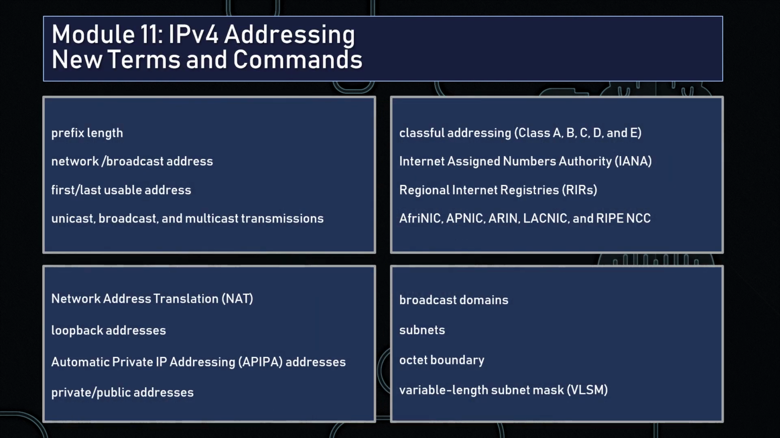So here are our new terms and commands for the chapter. You can see that we've got things like broadcast address, network address, unicast, broadcast, and multicast transmission, NAT, loopback, APIPA, public and private addressing, classful and classless addressing, VLSM, octet boundaries. These are all things to familiarize yourself with, but more importantly, it's better for you to go in and practice. So if you haven't gotten a chance to do so, there are VLSM practice items on NetAcad as well as on our NetLabs site through Stanley. I suggest that you take advantage of that as much as possible because you will most definitely see this again.